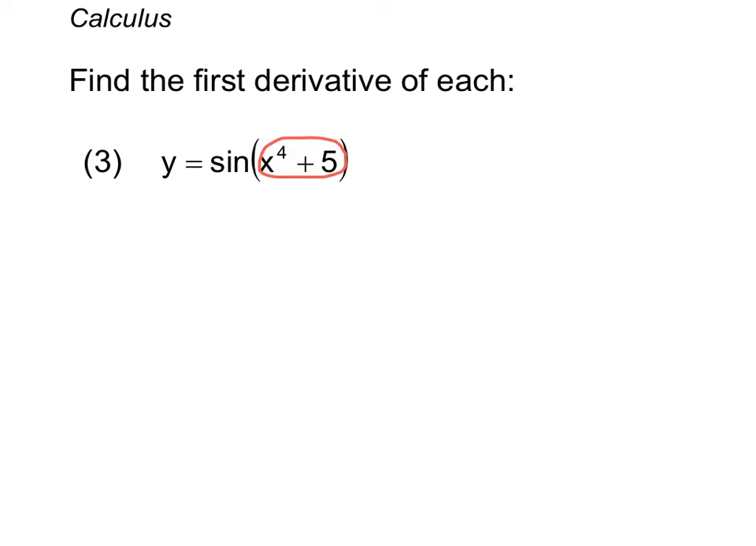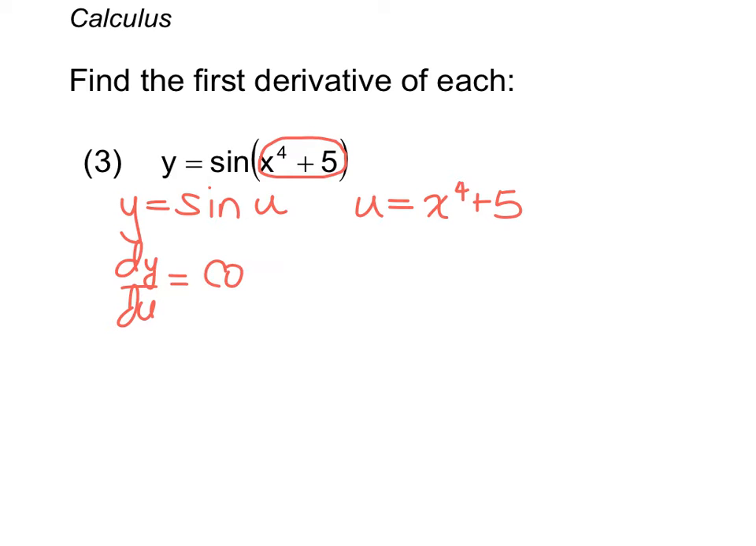I'm going to make it y equals the sine of u, where u is equal to x to the 4th plus 5. Because if that wasn't there, it'd just be a simple sine function. We know the derivative of sine is cosine, so dy du is the cosine of u.